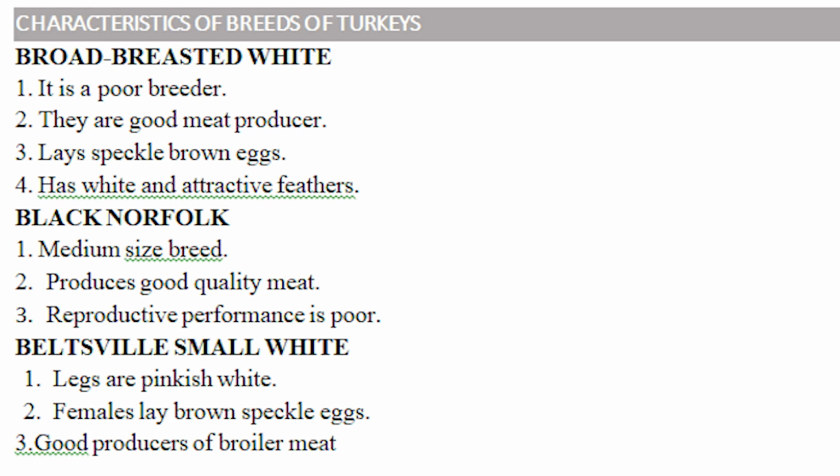All right, let us look at some characteristics of breeds of turkey. Broad-breasted White. Number one, it is a poor breeder. Number two, they are good meat producers. Number three, they lay speckled brown eggs. Number four, they have white and attractive feathers.